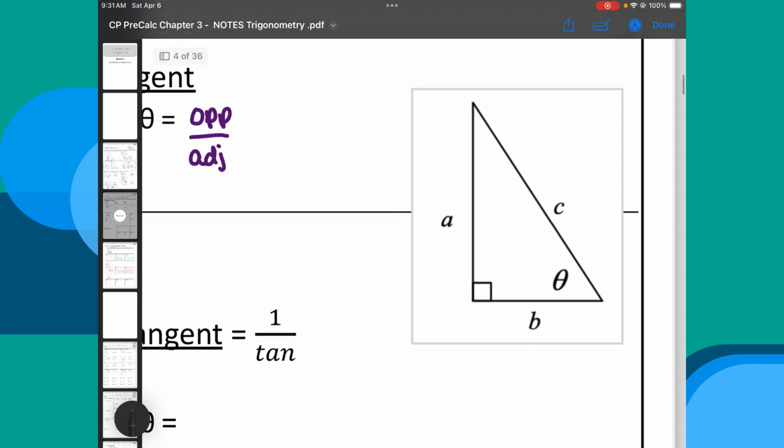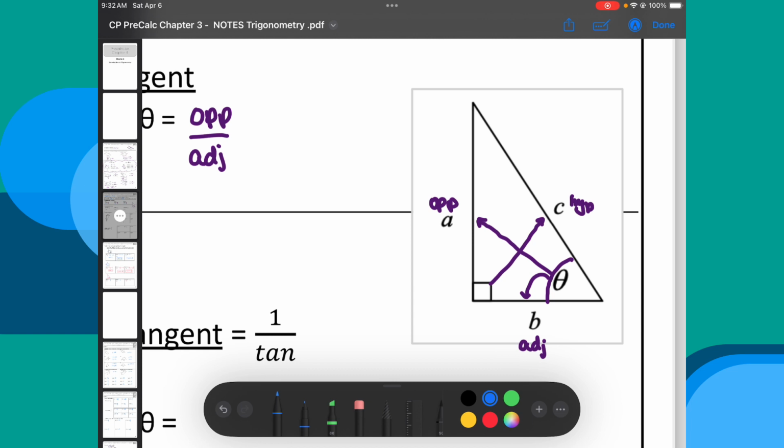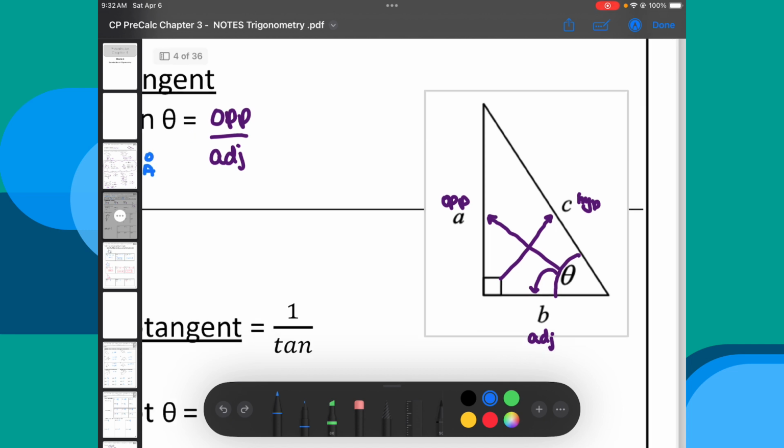So if we look at this triangle here, here's theta. It could be this top angle as well. I'm just looking at it from this angle. The side opposite from that angle is this side. The side next to that angle, the adjacent side, is right here. And then the side across from the 90 degrees is always the hypotenuse. If that angle would change, and we were looking at theta from up here, then side B would be the opposite, side A would be the adjacent, C would still remain the hypotenuse. So it just depends on what angle you're looking from, to find the opposite side and the adjacent side.